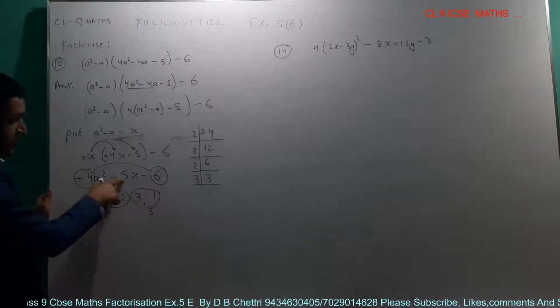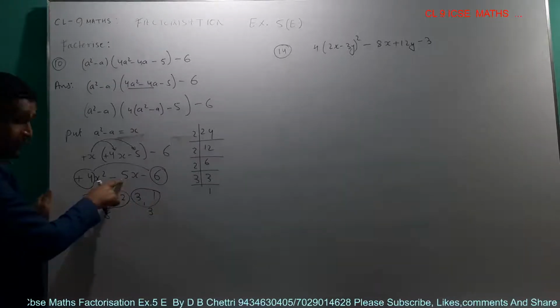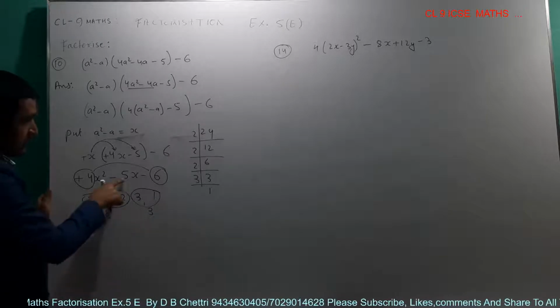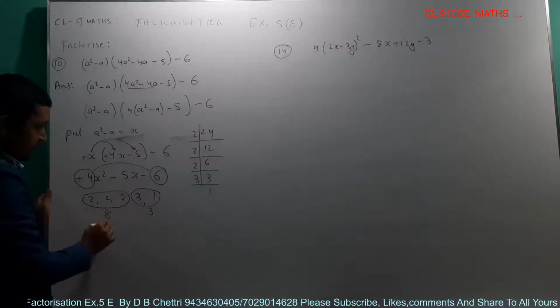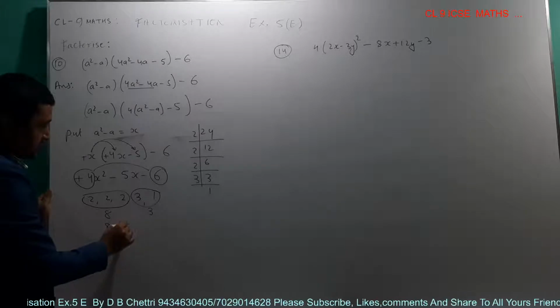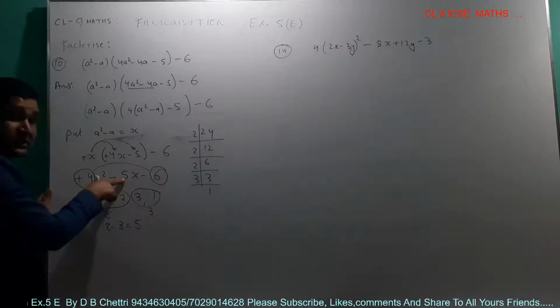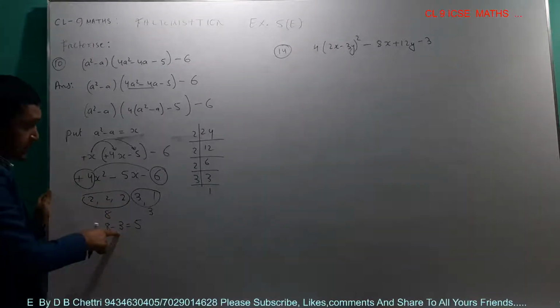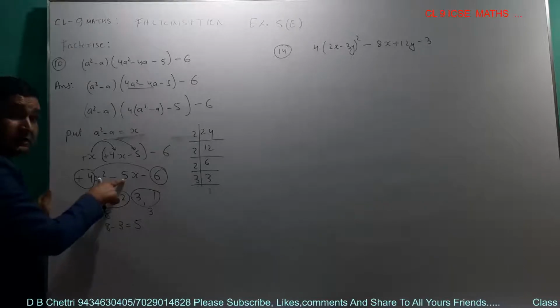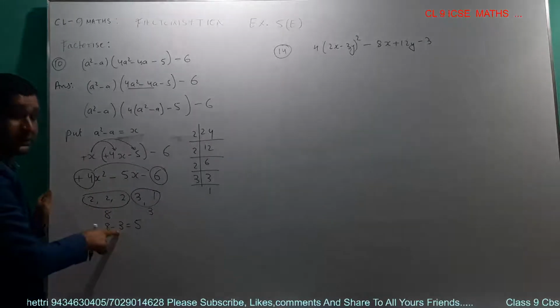Then how to get the 5? By adding or by subtracting? If you subtract, 8 minus 3 is 5. That means now 8 minus 3 equals 5. That means the middle term is split as 8 minus 3. Now replace this middle term by 8 minus 3. Okay.